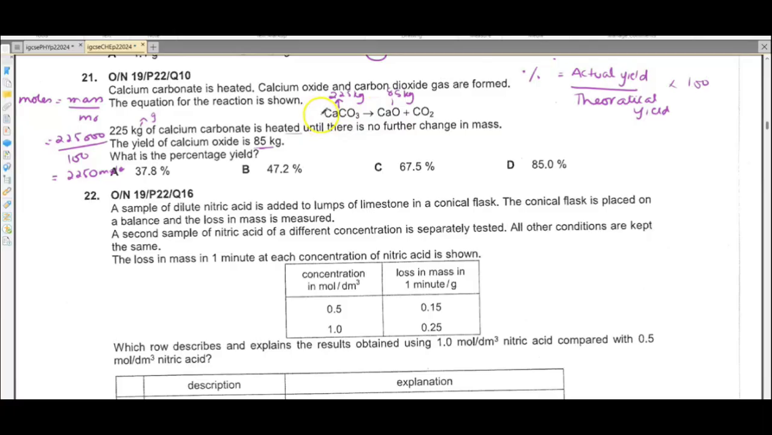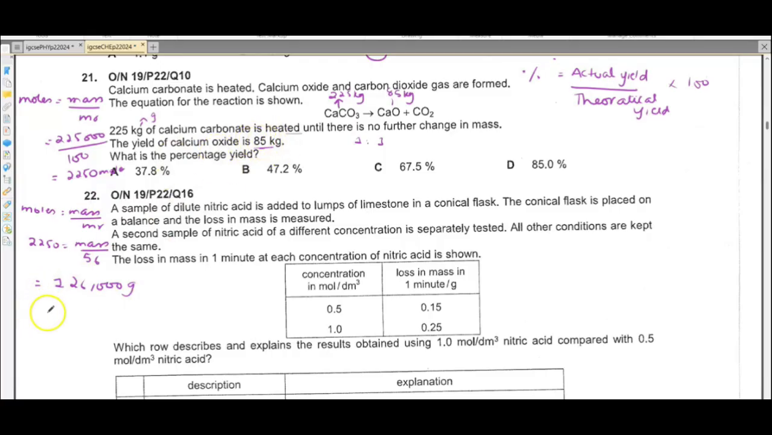Okay? From this we can find the moles of calcium oxide. Since calcium carbonate and calcium oxide are in the ratio of 1:1, the moles of calcium carbonate and moles of calcium oxide produced would be the same. So now we need to find the theoretical mass of calcium oxide from that. Moles is equal to mass over Mr. Okay, moles we have 2250. Mass we need to find, and Mr for CaO is 56. So after multiplying 56 with 2250, we have a mass of 126,000 grams.